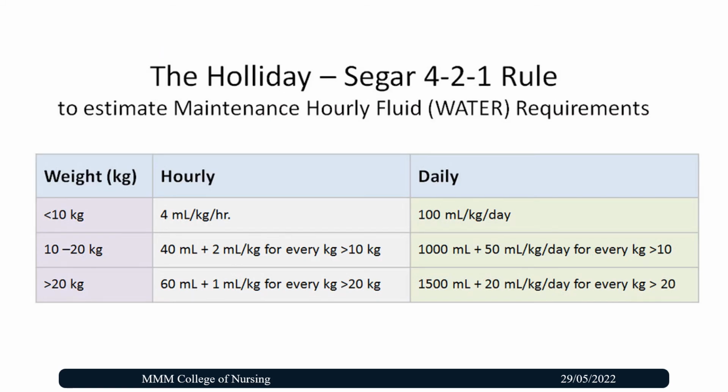Next, we can see how to estimate the maintenance fluid requirement for the child on an hourly basis or daily requirement of fluid. Here, if the child's weight is less than 10 kg, 100 ml per kg per day is required, and for 10 to 20 kg, 1000 ml plus 50 ml per kg per day is required, and for more than 20 kg, 1500 ml plus 20 ml per kg per day is the daily fluid requirement. That is the Holliday-Segar and 4-2-1 rule formula.